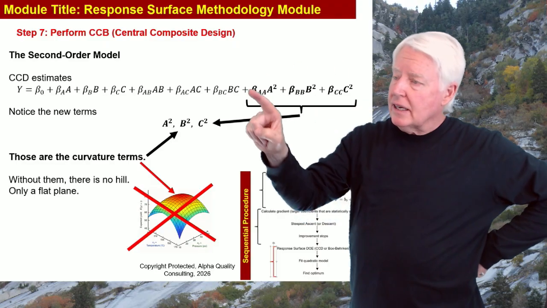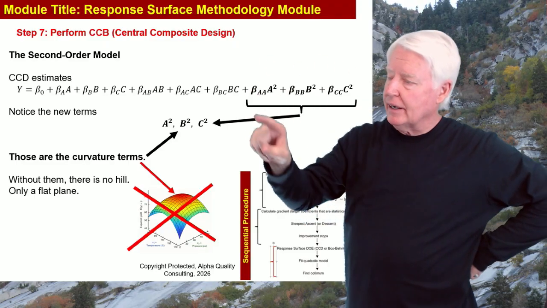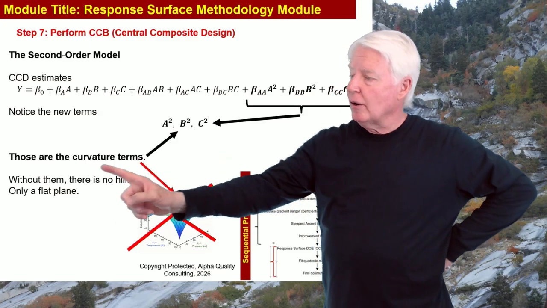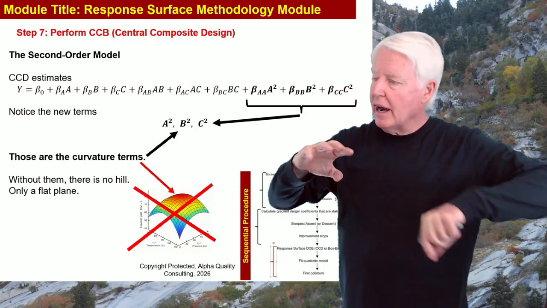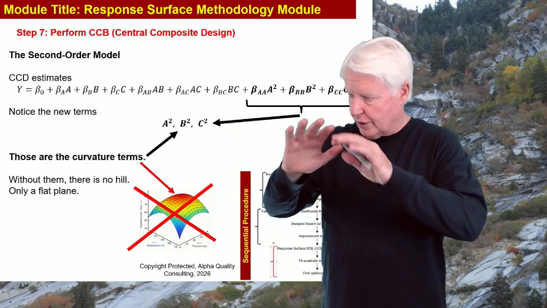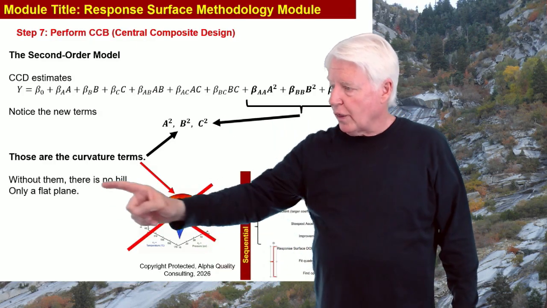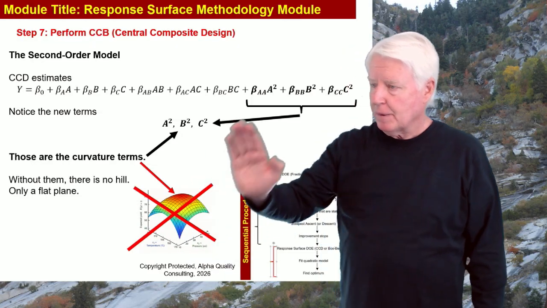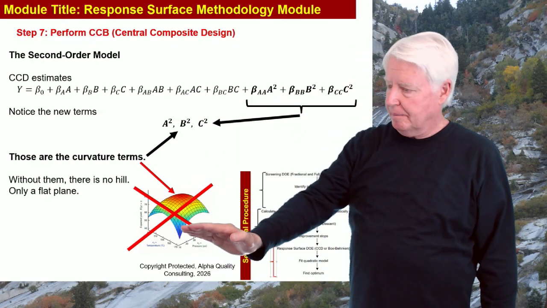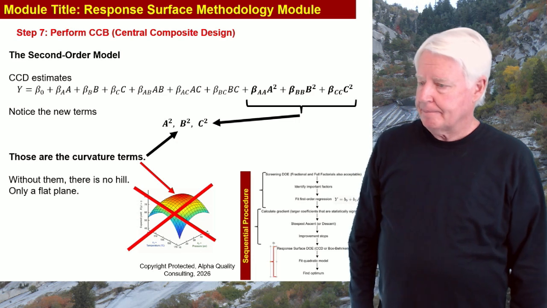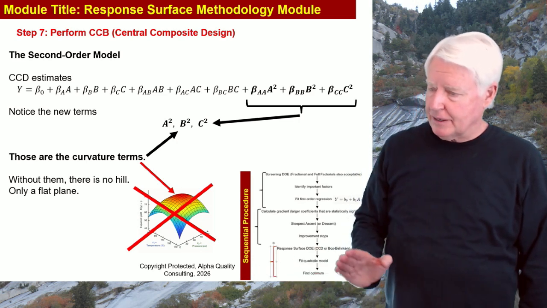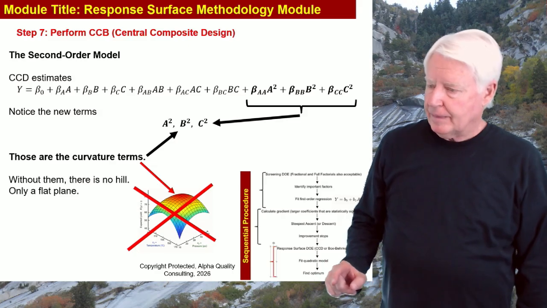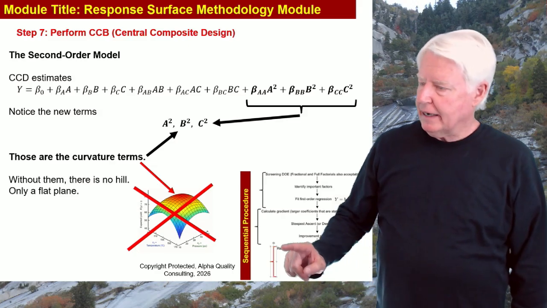But these elements of the equation right here, this A squared, B squared, C squared, those are the curvature terms. They're the ones that create the curvature on this. Without them, there is no hill, only a flat plane. Without these, you don't have this curvature. And notice now we're at the bottom of this sequential order thing here, because now we're fitting it.